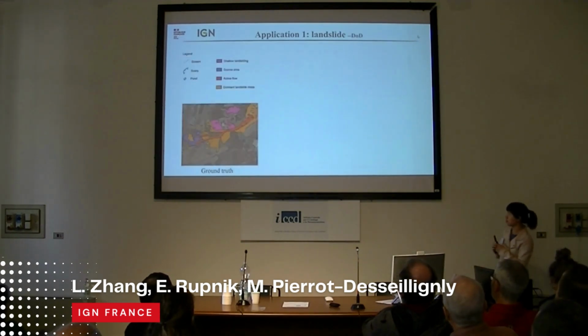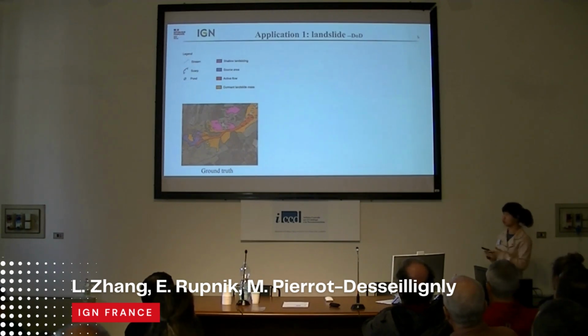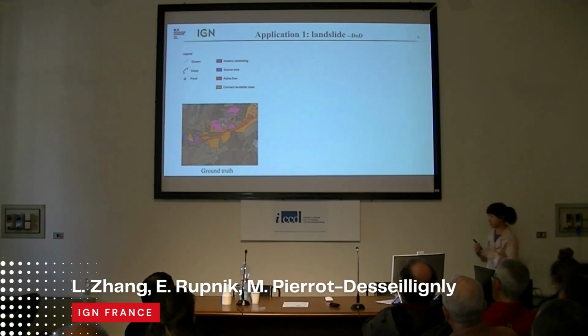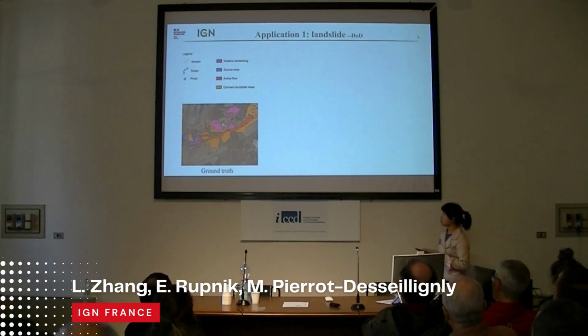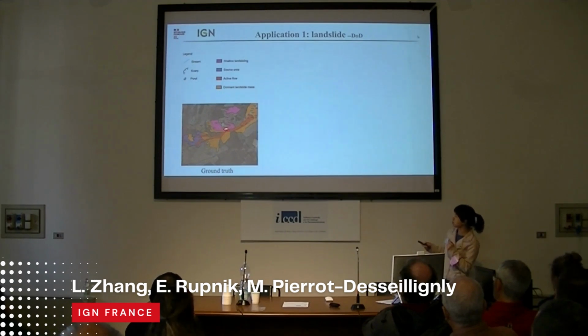Before we show the DOD, I will first show the ground truth of the landslide. This is from an independent source, which is generated with a lot of manual work. But our method is totally automatic. Here we can see the landslide starts from this blue area, and it flows through this red part until the yellow part.